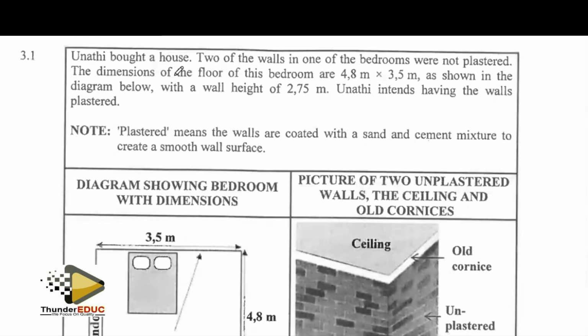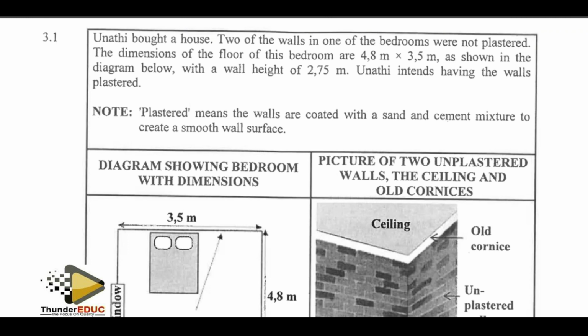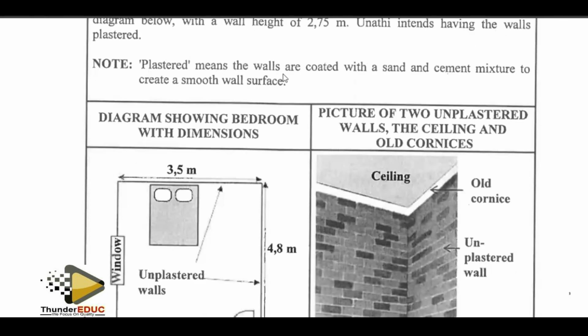All right, question number 3. We've already looked at question number 1 and 2. Let's look at question number 3. Question number 3 says, Not bought a house. 2 of the walls in one of the bedrooms were not plastered. The dimensions of the floor of this bedroom are 4 meters by 3 meters, as shown in the diagram below, with a wall height of 2,75 meters. Not intends having a wall plastered. Note, unplastered means that the walls are not coated with sand and cement mixture to create a smooth wall surface. In other words, the bricks are still visible. You see the bricks the way they are.